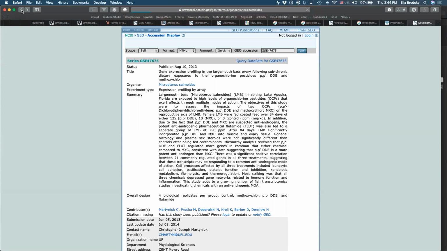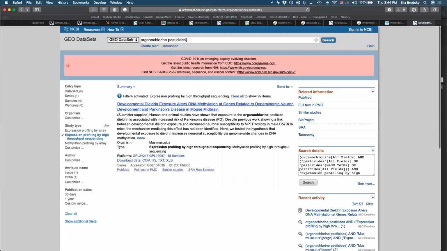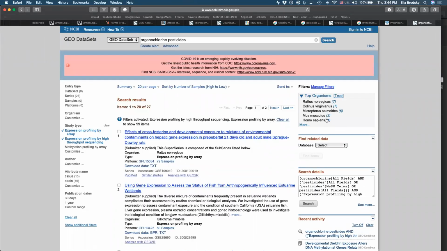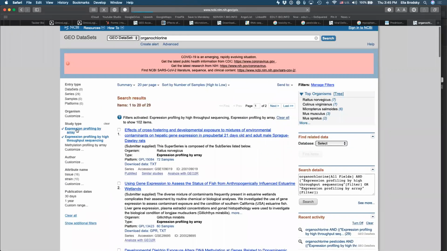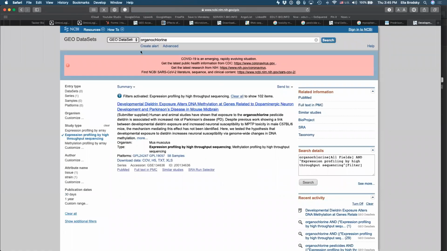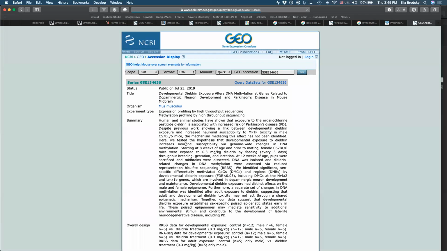It looks like if you go back here in the search, let's do the search again. Okay, it looks like specifically for organochlorine, the only one is this one. And this one is increased risk of Parkinson's disease. Yeah, this is changes in DNA methylation.